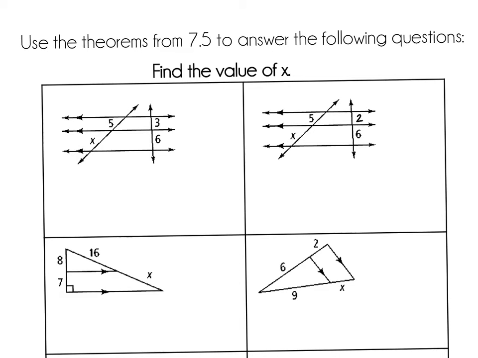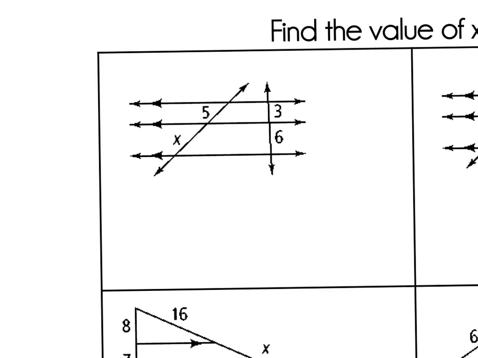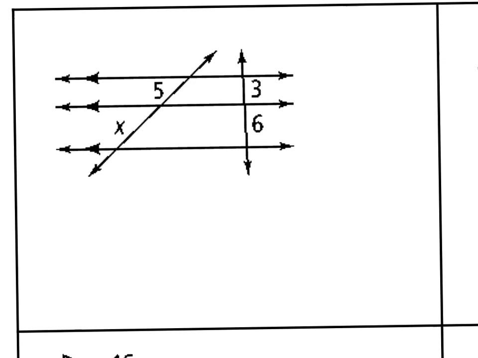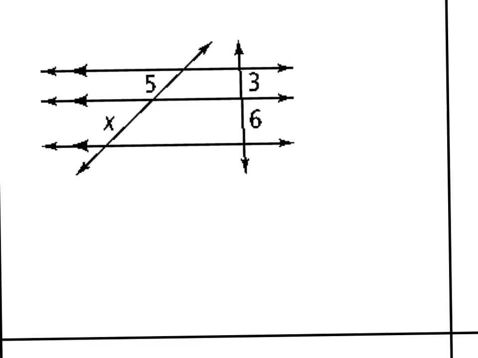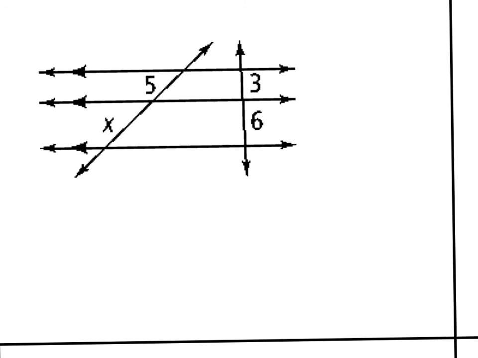So the three theorems in 7.5 went kind of like this. The first one was the parallel lines. So if we say parallel lines cut off proportional segments, right? So if I look at this first one, I can set up a proportion. What can I put over what? Miguel? 5 over 3. I could put 5 over 3 would equal what? X over 6. Good. What else can I do?